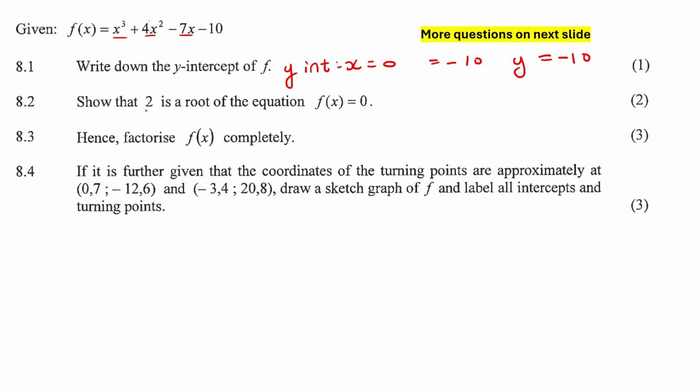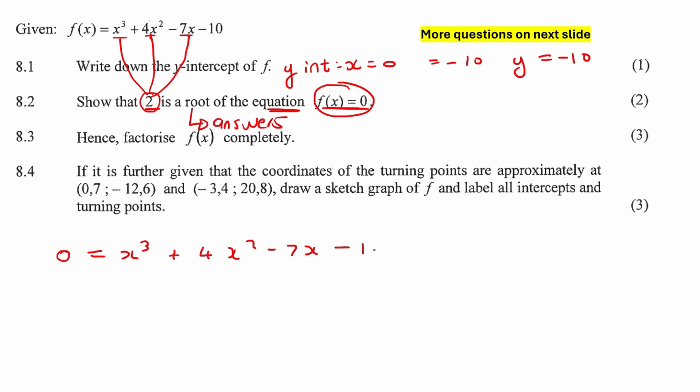The next question says, show that the number 2 is a root of the equation. Okay, so when something is a root, it just means it is one of the answers. So pretty much, they just want to say, if you plug in the x value of 2, will it make this equation true? So they want f of x to be equal to 0. Okay, now you don't have to go solve it. They want to know, is x equal to 2 one of the roots?